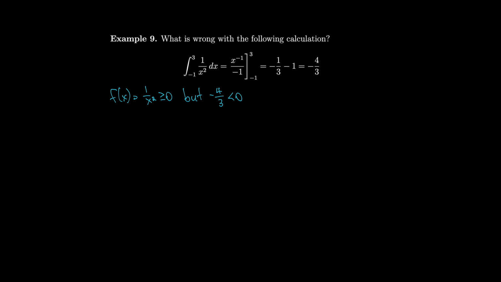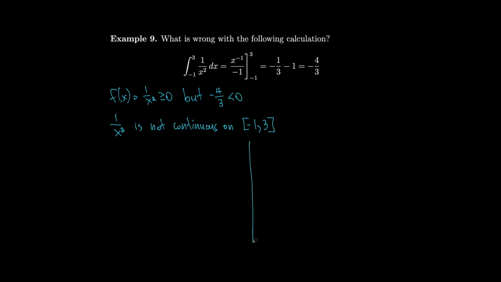Well, you weren't allowed to apply the fundamental theorem of calculus. You were never allowed to get to this point because 1 over x squared is not continuous on this interval. It's not continuous on the interval from -1 to 3.